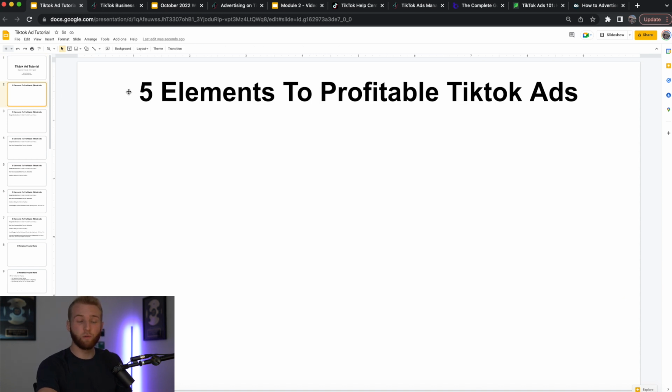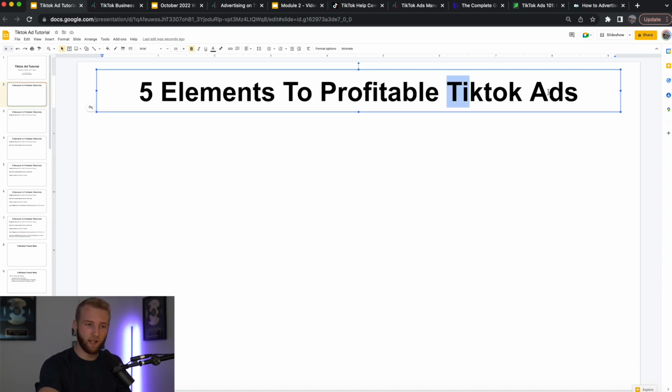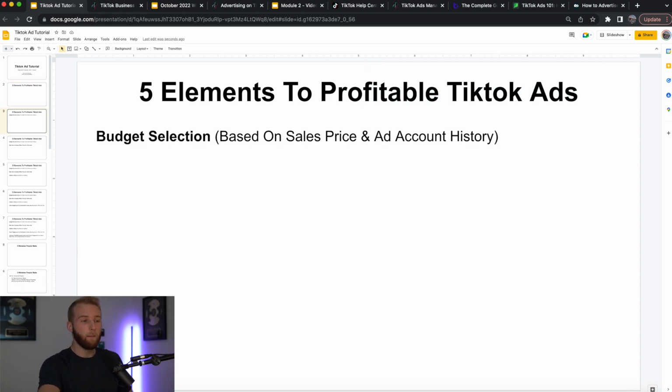The 5 elements to profitable TikTok ads. We don't just want to run TikTok ads. It needs to spit off profit, and ideally very quickly. Okay, number 1, budget selection.